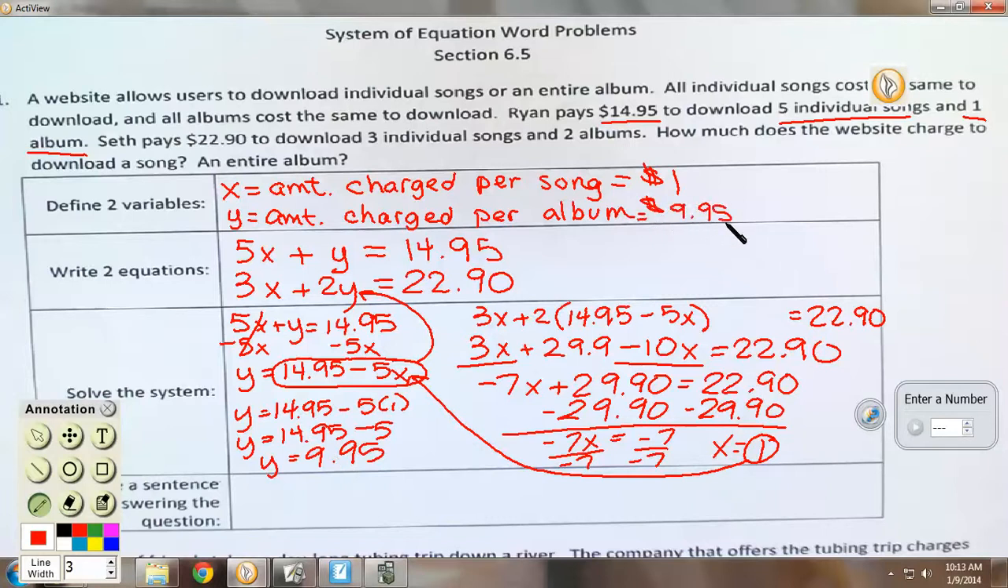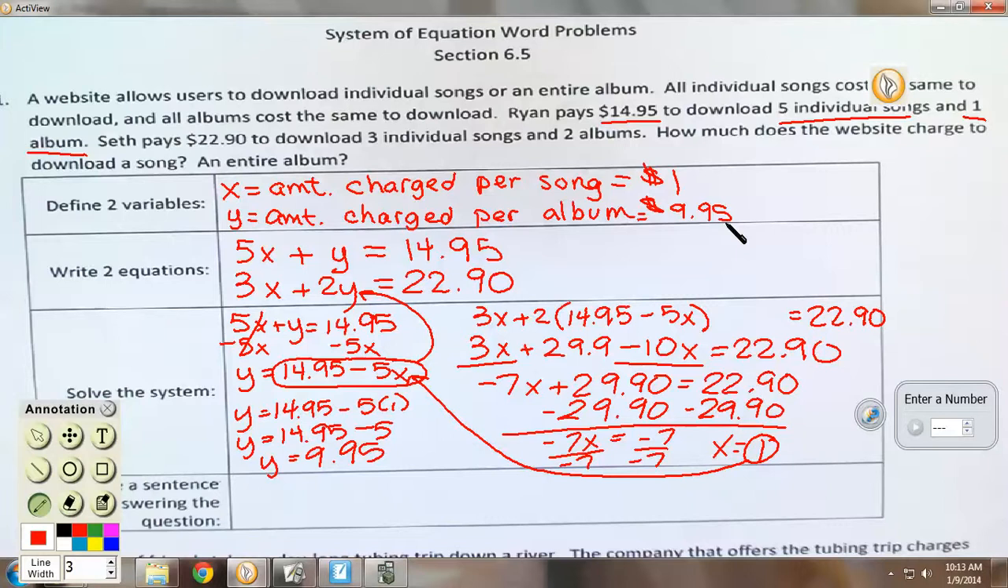Now notice that as I am finding my values of x and y, I'm writing it up here back where we defined our variables, aren't I? That's just going to help me to organize my information so that in my next step when I write a sentence, I've got it right there. Seems reasonable, it makes sense.